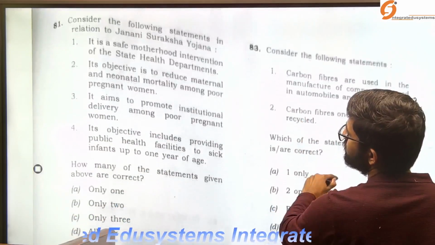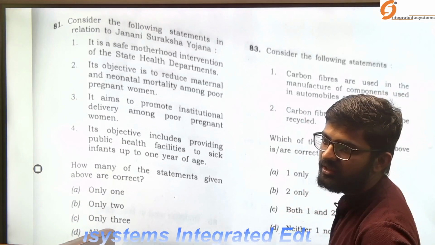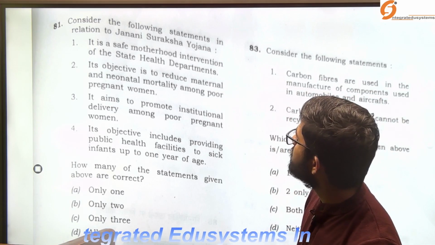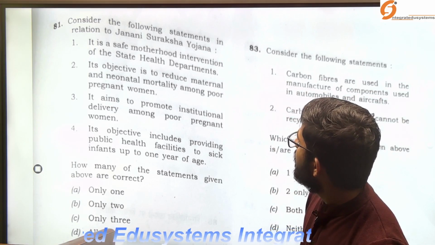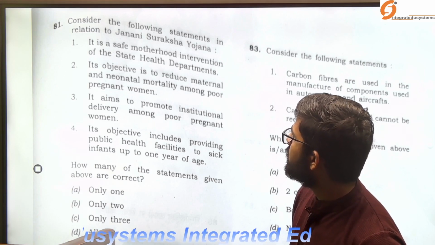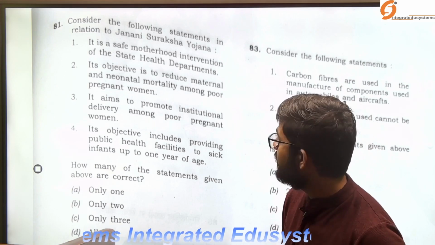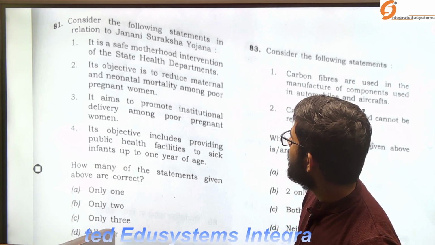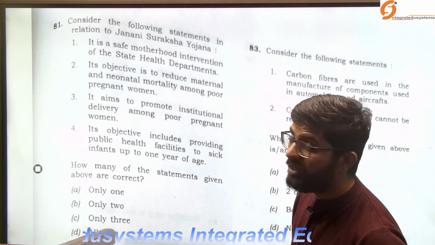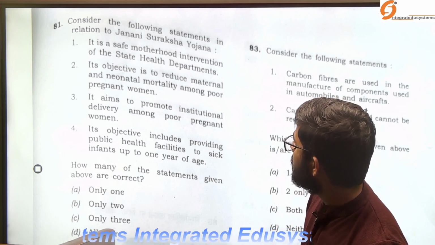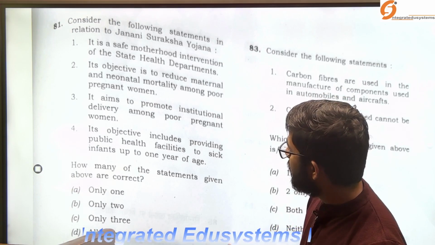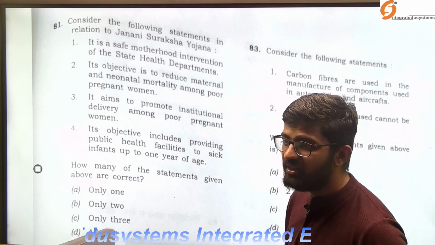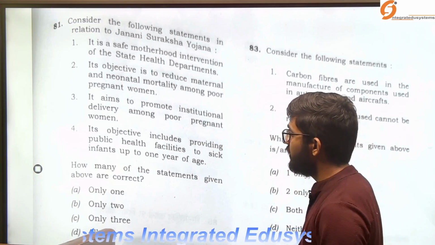Next, consider the following statements in relation to Janani Suraksha Yojana. It is a safe motherhood intervention of the state health department. Its objective is to reduce maternal and neonatal mortality among poor pregnant women. Yes. Its aim is to promote institutional delivery. The fourth option, objective includes providing public health facility. Answer here is B, which is only 2.